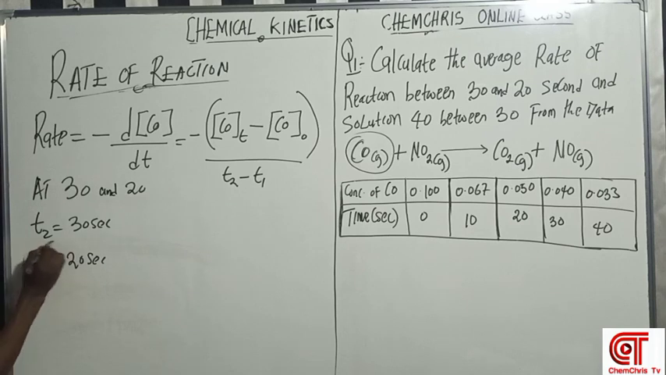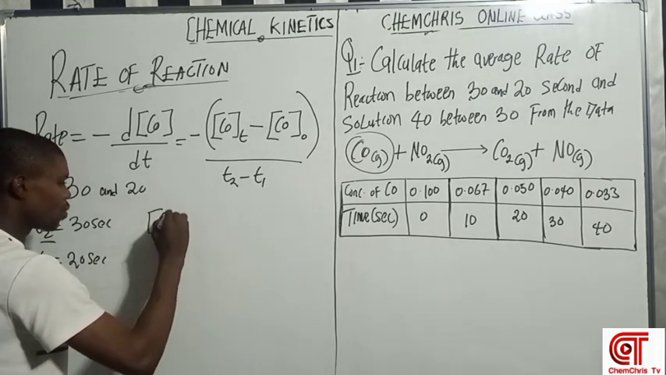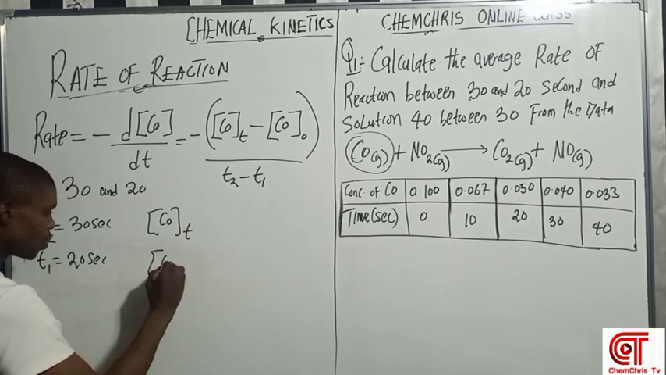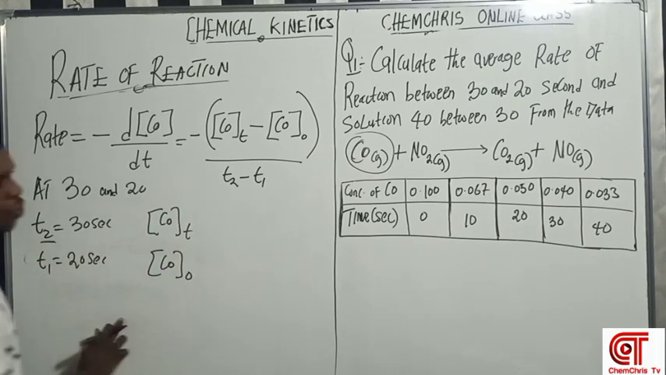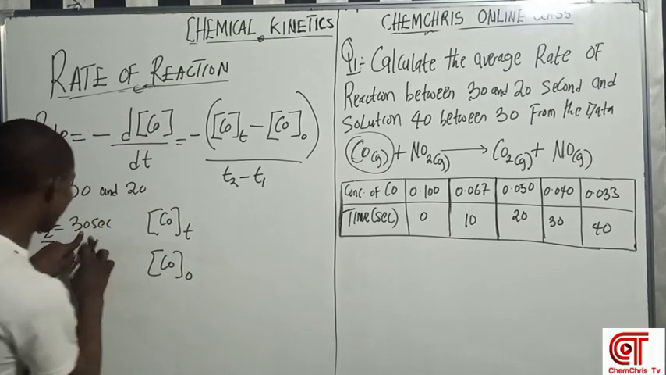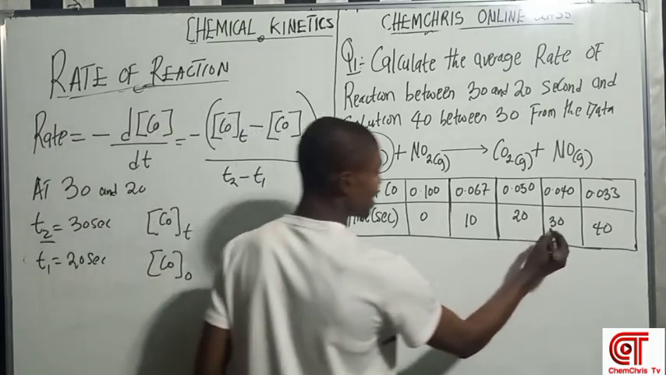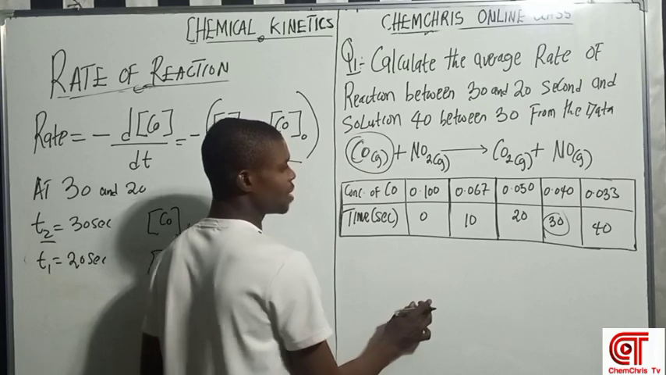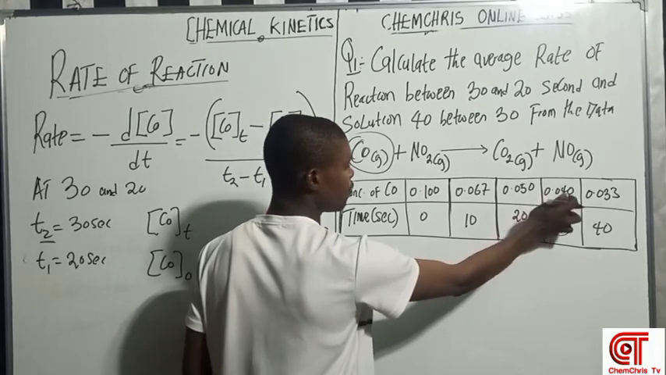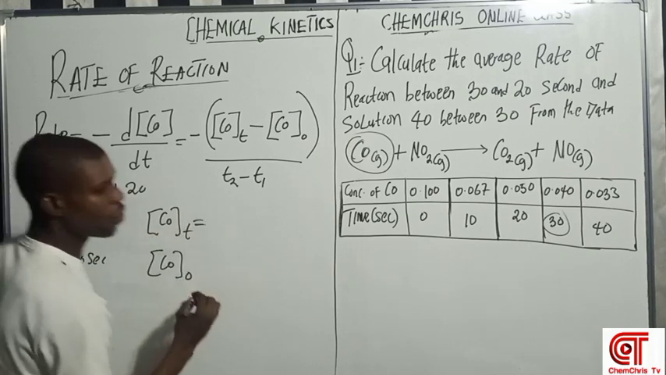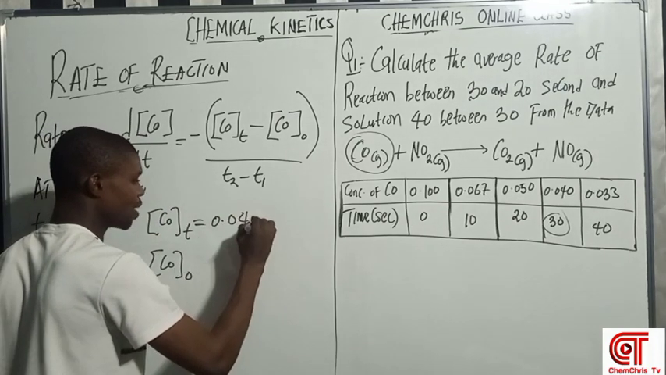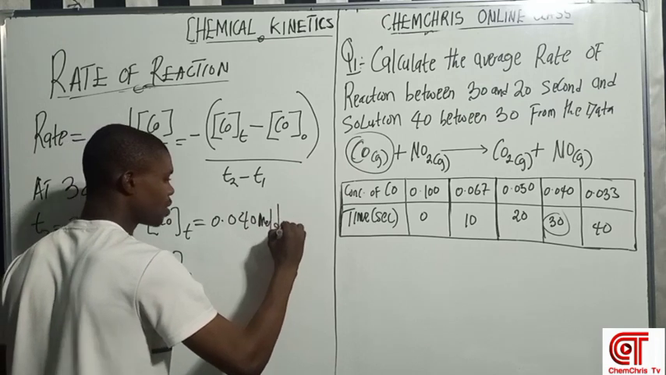Now, for my final time, I want to get my final concentration. So here is going to be C2 and C1, right? So final time gives me final concentration, initial time gives me initial concentration. So let's trace at 30 seconds. Yeah, here is 30 seconds here. My concentration is 0.040. So that's my final concentration, 0.040 mole per dm cube.